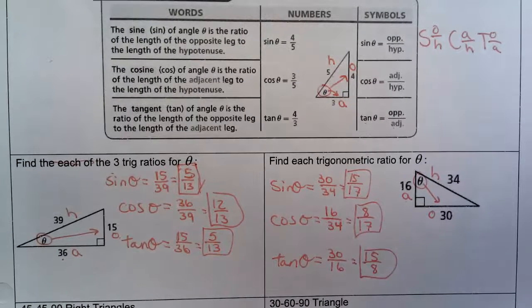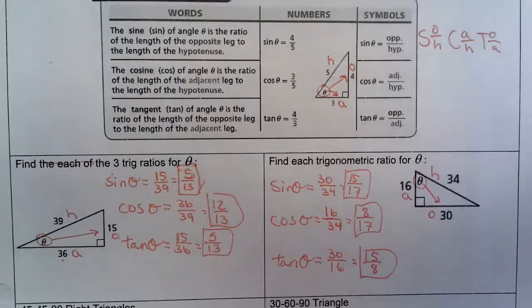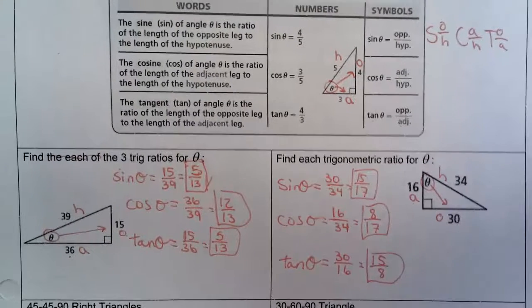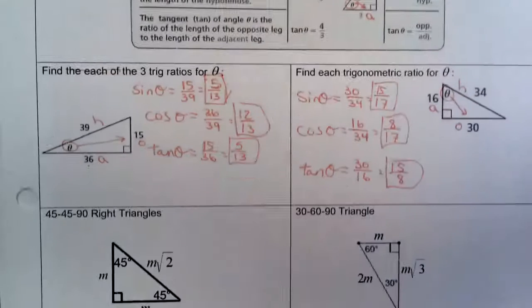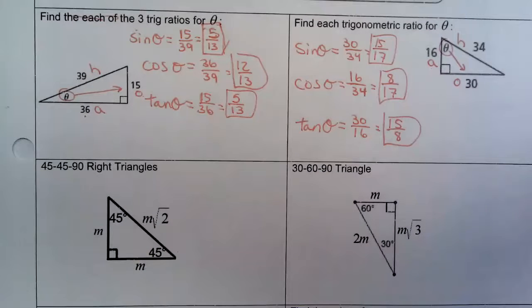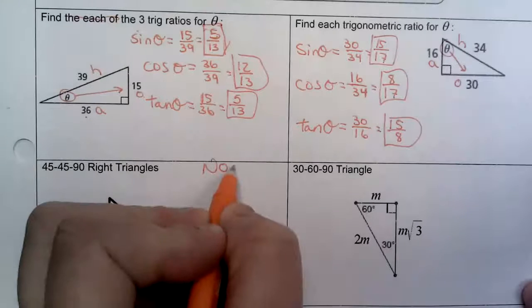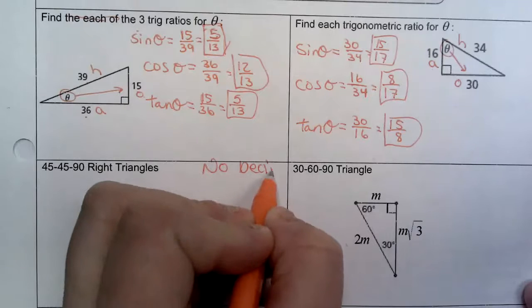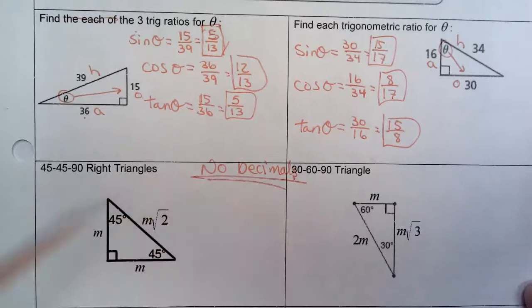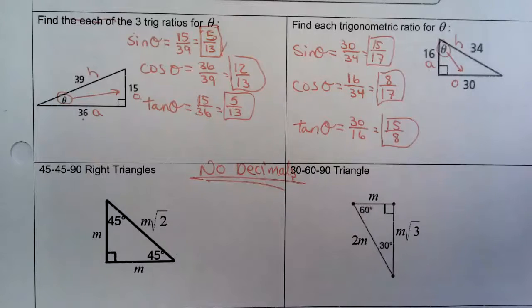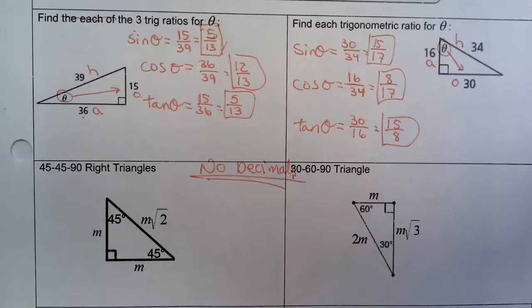All right, so hopefully you remember that from both geometry and algebra 2. Now we're going to go on ahead and recall our 45, 45, 90 and our 30, 60, 90 triangles. Anytime we are dealing with trig and we have a 30, 60, 90 or a 45, 45, 90 triangle, we do not want any decimals in our answers, okay? We want them as exact as possible, which means that we want the radical version of them.